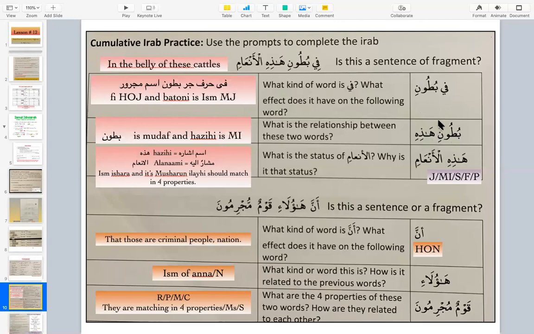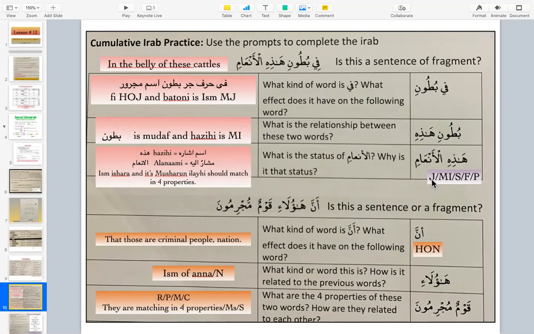And the translation is in the belly of. So I'm bringing my of here. Why? Because this is my idafa fragment. In the belly of these. Now, hazihil anami. Now I need to make a connection with the next word. Does hazihi have any connection with al anami? Looks like yes, because hazihi is our pointer, and then I have al over here. So that means al anami is musharun ilayhi. So hazihi is my ismul ishara and al anami is my musharun ilayhi.